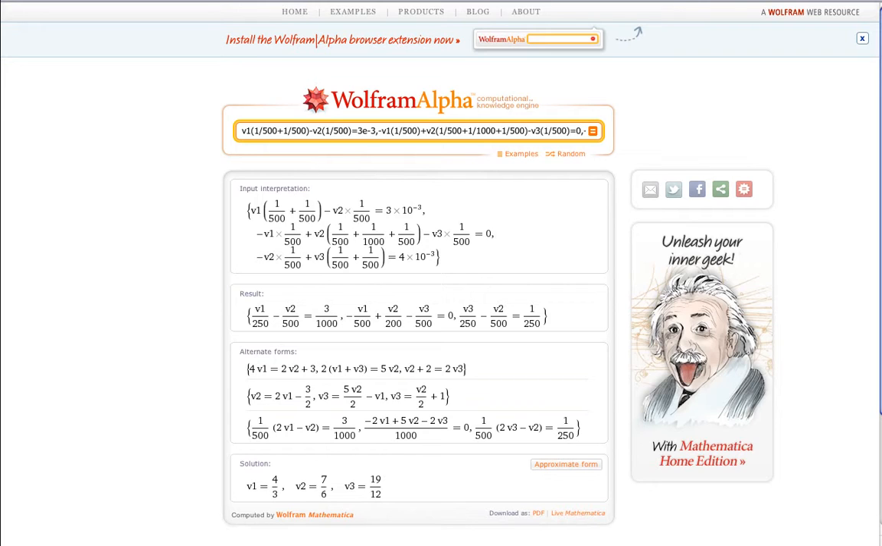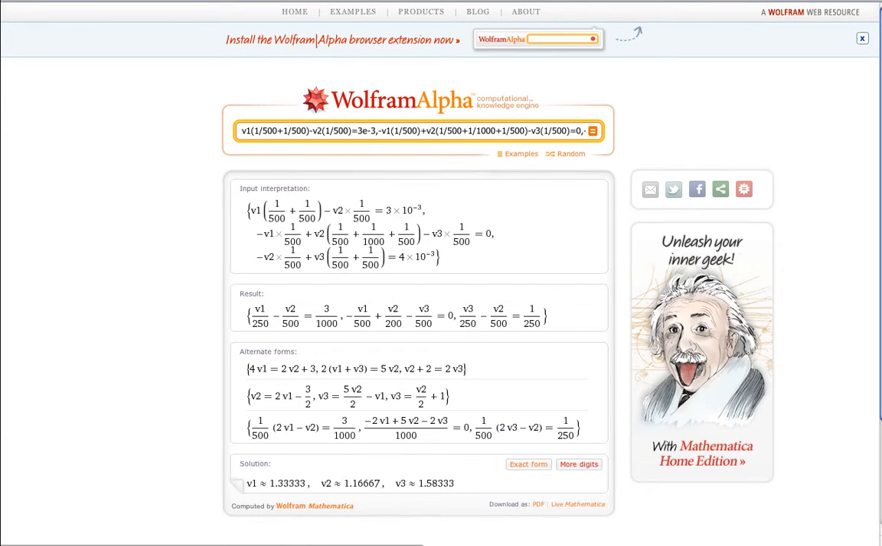And then it gives me a solution down here at the very bottom. You can see the solution. And that tells me then that V1 is going to be 4/3 volts, V2 is going to be 7/6 volts, and V3 is going to be 19/12 volts. One of the interesting things about Wolfram Alpha is it gives you exact solutions where it can. If you want to see an approximate form, this gives it to you in decimal values. So this is 1.33 volts, 1.667 volts, and 1.583 volts.